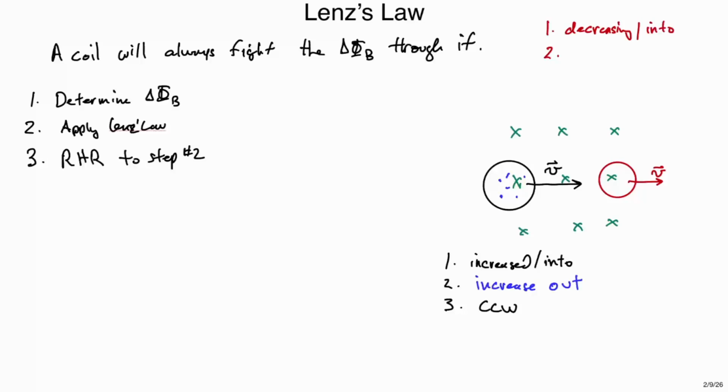The question is this. We know the flux is decreasing into. The coil wants to fight that. And the only way to fight is to make or increase flux, okay? So if your flux, which is pointing into the screen, is getting weaker, what are you going to do as the coil? You're going to make into. It's decreasing pointing into. It's getting weaker pointing into. The coil wants to fight the change. The change is a decreasing into. And so the only way to fight that is to increase into.